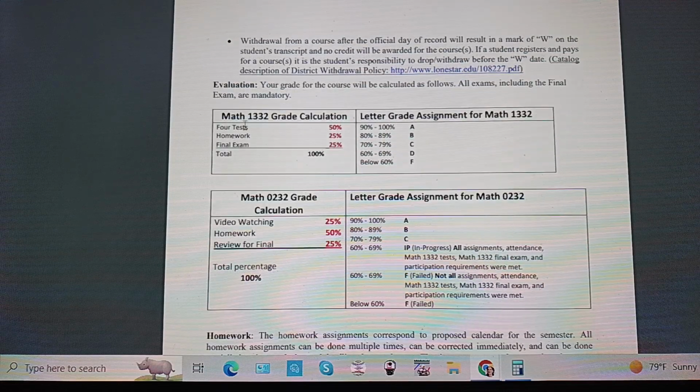Okay, the 1332 class: 50% of your grade is the 4 tests we take. That makes each one worth 12.5%. All the homework you do, all 32 of those homeworks, is worth 25% of your grade. The final exam's worth 25%. That's the 1332 grade. That's all done in MyMathLab. And it's the typical 90s are A's, 80s are B's, 70s are C's, 60s are D's, and below that's an F.